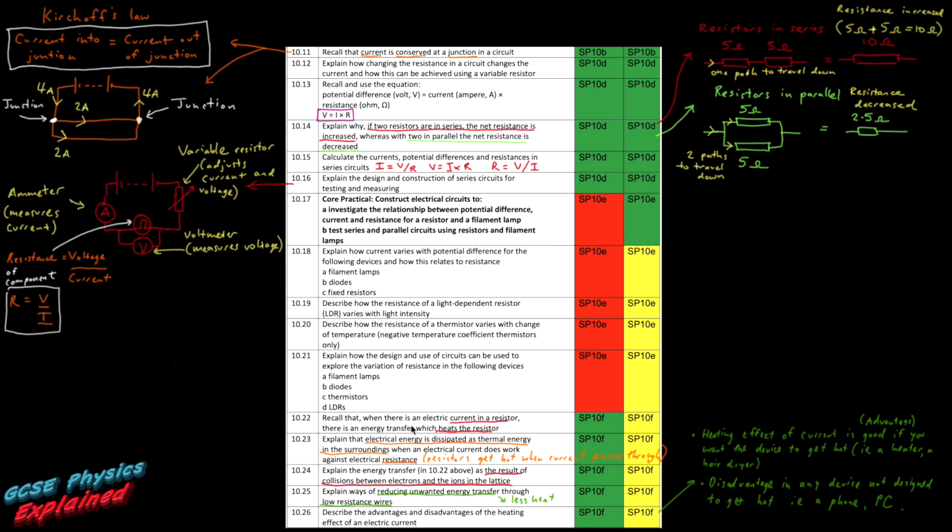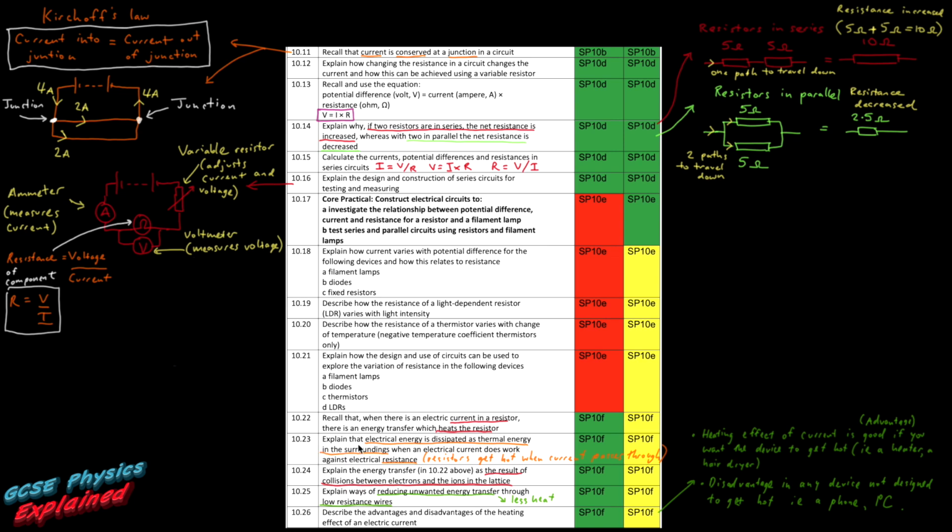Recall that when there is an electric current in a resistor, there is an energy transfer which heats the resistor. So for 1 mark in an exam, you just say that it's current in a resistor that makes the resistor get hot. So you would actually lose some of your electrical energy as heat energy.